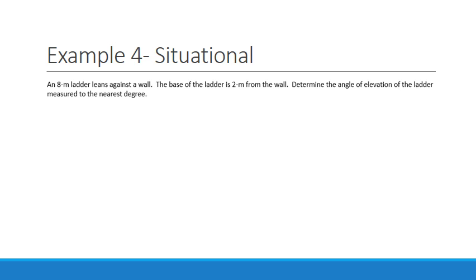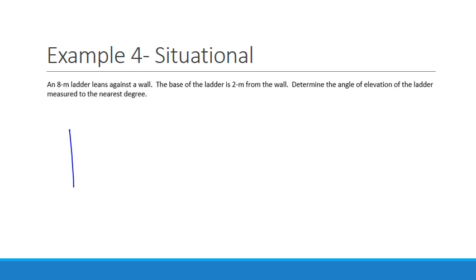Final example, just one more situational problem. Once again, you can see there's no picture. So the first thing I will do once I read this question is to draw a picture. And again, spoiler alert, it'll involve a right triangle. Anyway, an 8-meter ladder leans against a wall. The base of the ladder is 2 meters from the wall. Determine the angle of elevation of the ladder measured to the nearest degree. So we've got to round this final answer here.